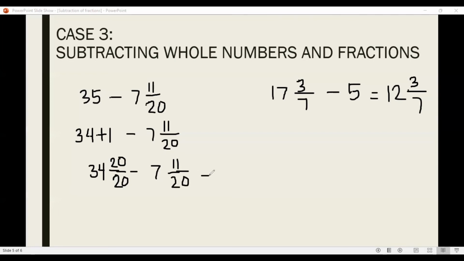Okay. So we have now the whole numbers, 34 and 7. So we only have to subtract that. 34 minus 7 is equal to 27. And you have to subtract the numerators. So we have 20 minus 11 is 9. And of course, we copy now the common denominator, which is 20.